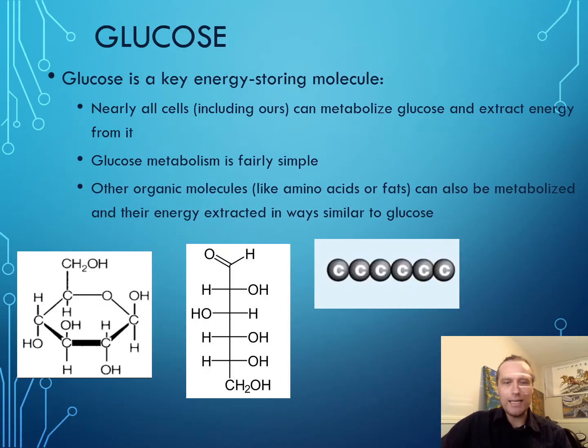Glucose is a key energy storing molecule. Bullet number 2, nearly all cells, including ours, can metabolize glucose and extract energy from it. So plant cells, animal cells, the cells in the brain can in fact only metabolize glucose.